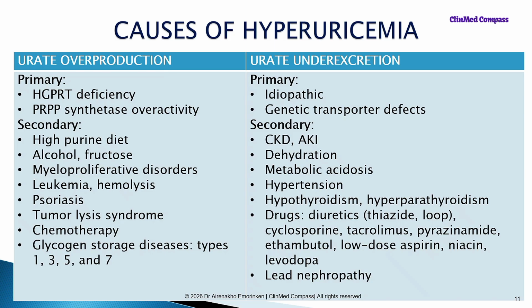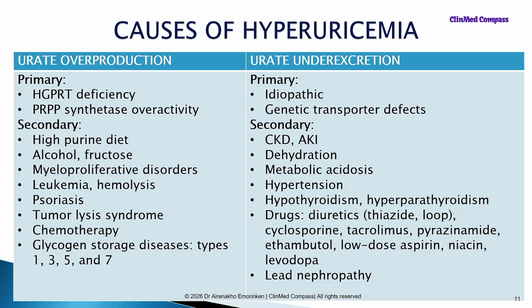Let us walk through this comprehensive table of causes of hyperuricemia. On the left, we have urate overproduction. Primary causes include rare genetic enzyme defects like hypoxanthine-guanine phosphoribosyltransferase deficiency, seen in Lesch-Nyhan syndrome, and phosphoribosyl pyrophosphate synthetase overactivity. Secondary causes are more common: high purine diets, alcohol, fructose consumption, myeloproliferative disorders, leukemia, hemolysis, psoriasis, tumor lysis syndrome, chemotherapy, and glycogen storage diseases.